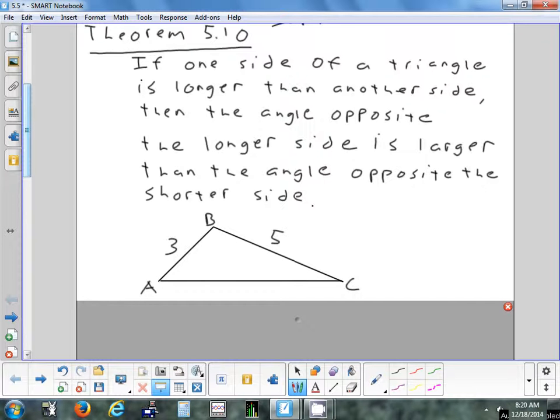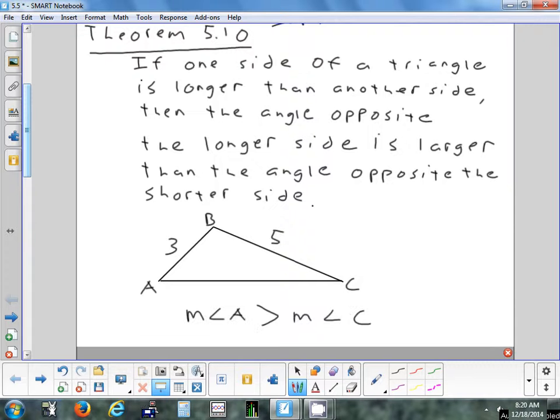Angle A is across from the bigger side. Angle C is across from the smaller side. That means angle A is going to be bigger than angle C. That's always true, in any type of triangle.